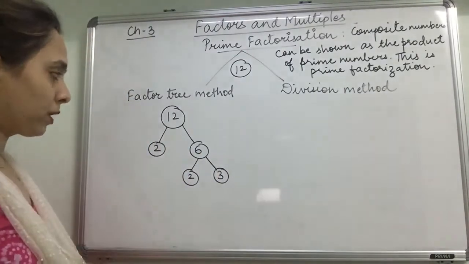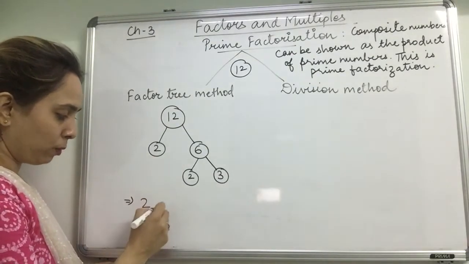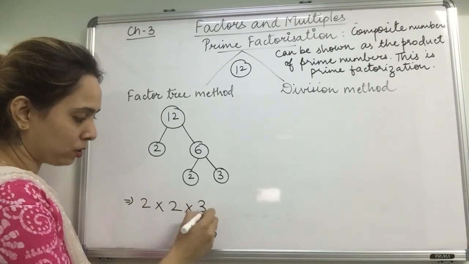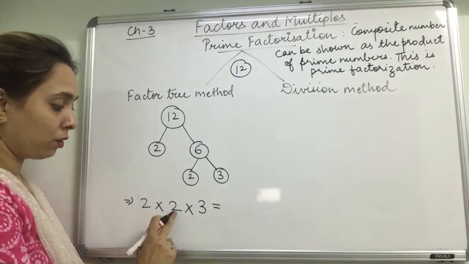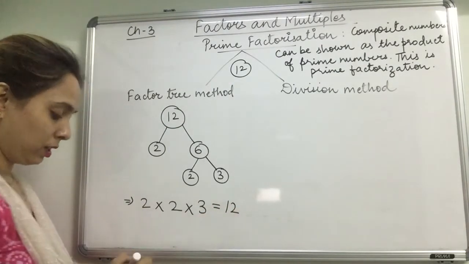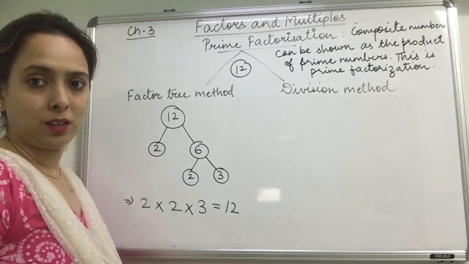So here we will write only prime numbers. 2 multiplied by 2 multiplied by 3. Our answer should be 12. 2 twos are 4, 4 threes are 12. So this is the factor tree method.